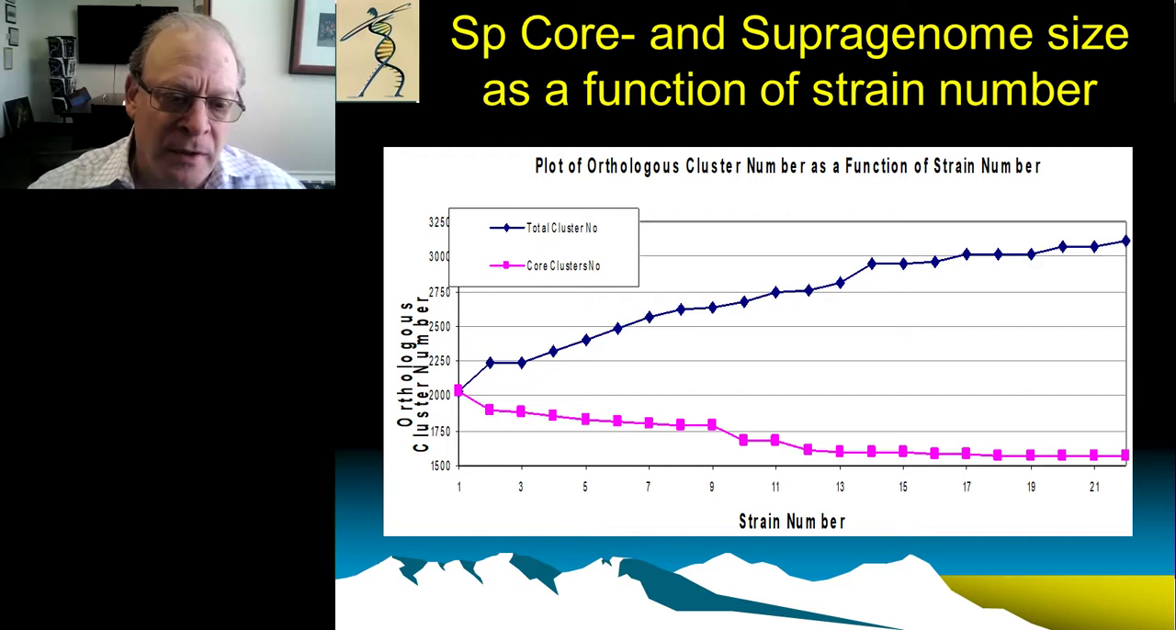We got very similar results when we looked at pneumococcus, or Streptococcus pneumoniae. We see the core genome plateaus at about 1,500 genes, but the supergenome just continues to increase in size as we sequence more strains.